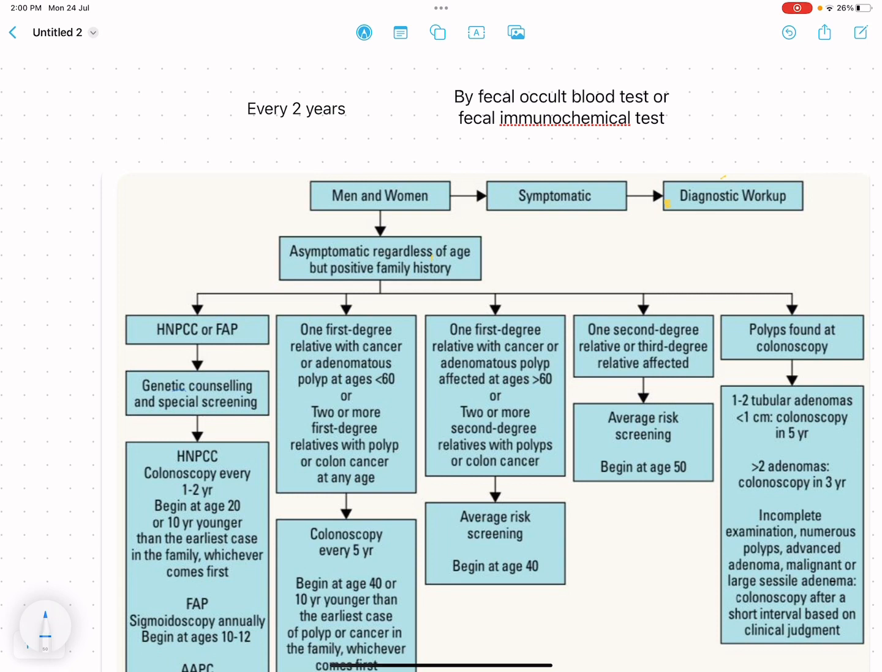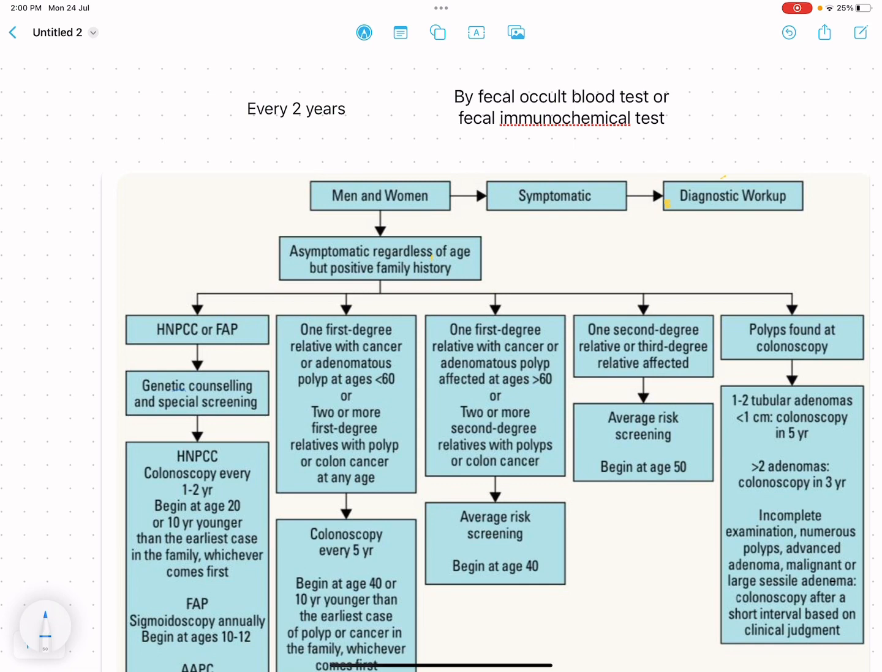For example, if the father of the patient has hereditary non-polyposis colorectal cancer at the age of 25, then the patient or the son is going to undergo screening 10 years earlier. That means he will start the screening at the age of 15.